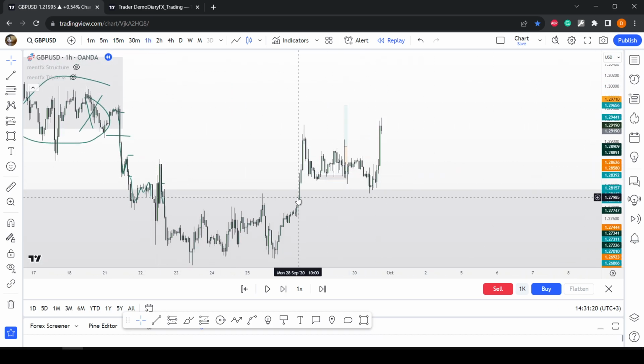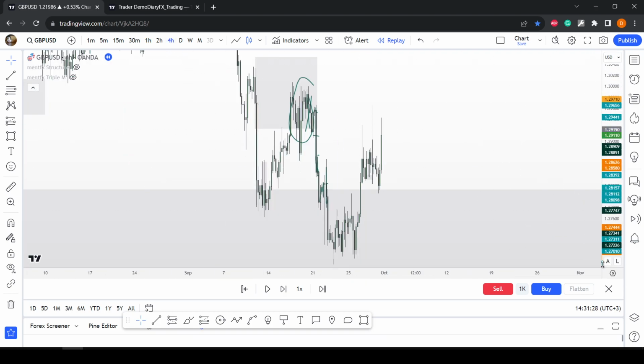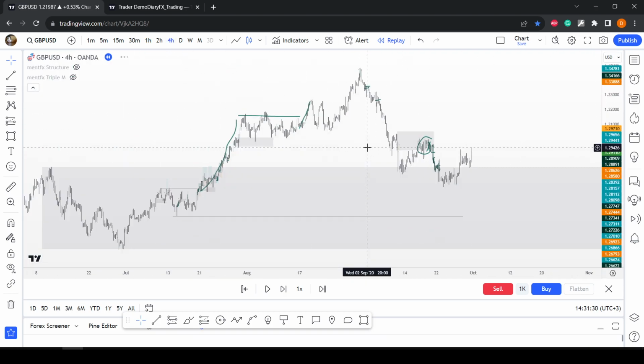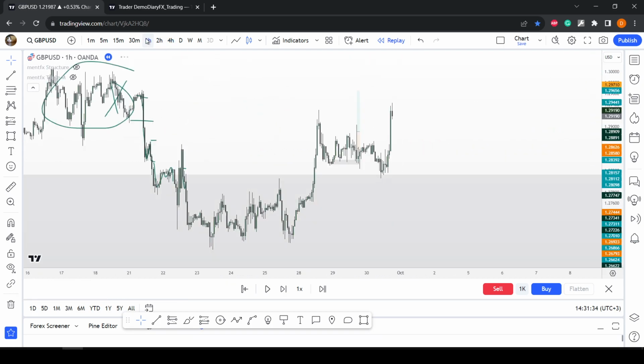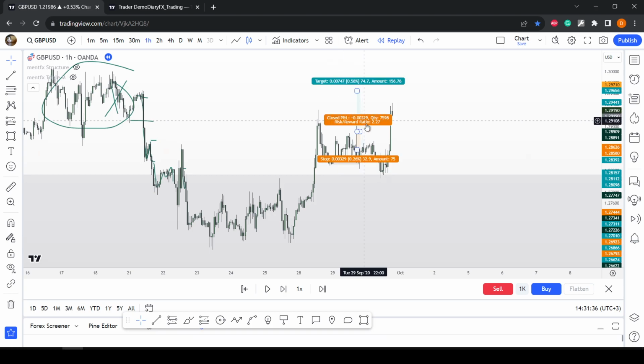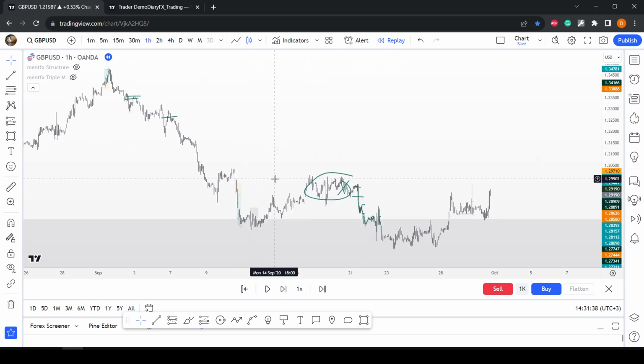Okay, so definitely this is working out like impulse, correction, impulse. So now what? Still unclear. However, based on 1 hour, we can try to follow these impulses, hoping that this is accumulation that will start to work.